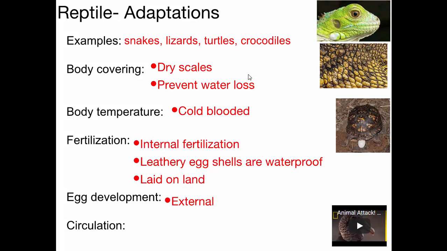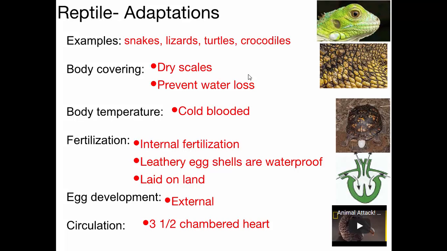As far as circulation, and someone mentioned this earlier, the heart of a reptile is different than the heart of an amphibian, but it's not quite a 4-chambered heart like birds and mammals. They have what we call a 3 1/2 chambered heart. And so this is a diagram kind of showing it.